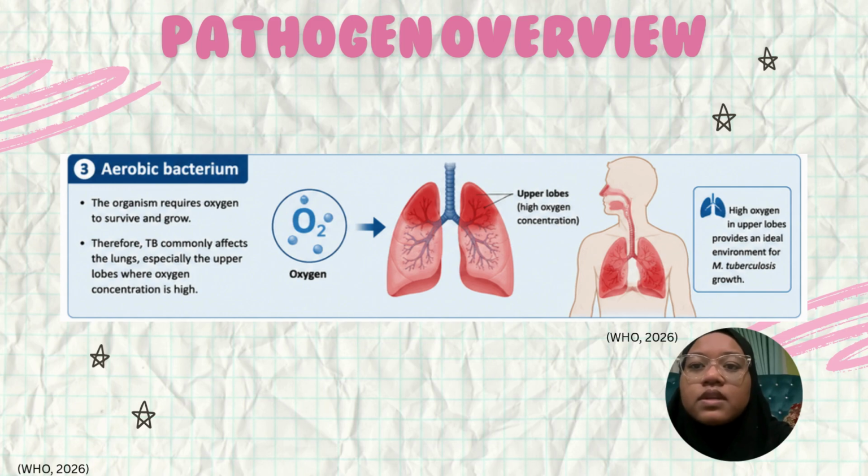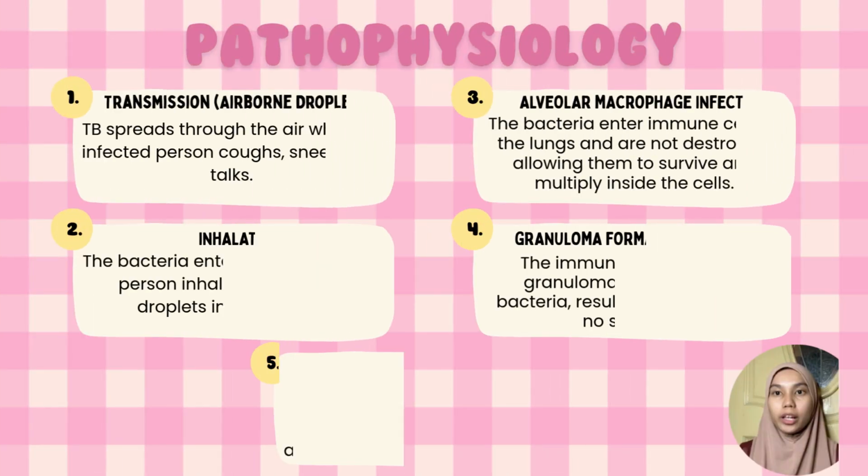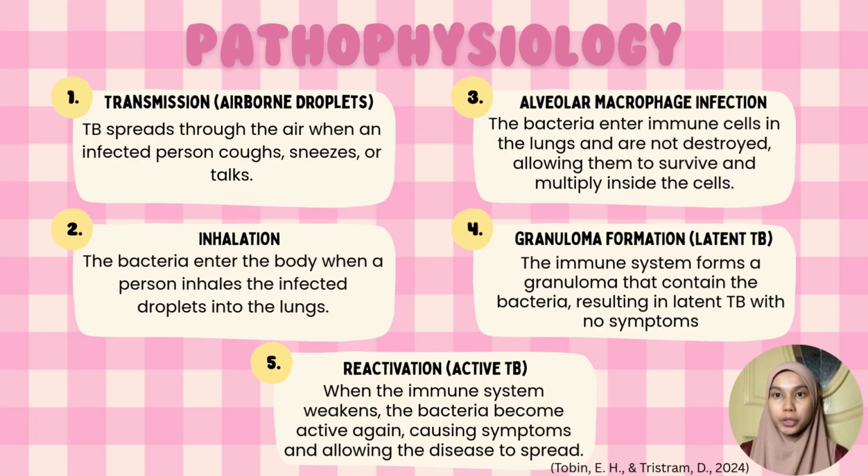While it primarily affects the respiratory system, the bacteria can also disseminate through the bloodstream to extrapulmonary sites, including kidneys, spine, brain, and lymph nodes. Next, I will explain the pathophysiology of tuberculosis, which describes how the disease develops inside the body. First is transmission through airborne droplets.